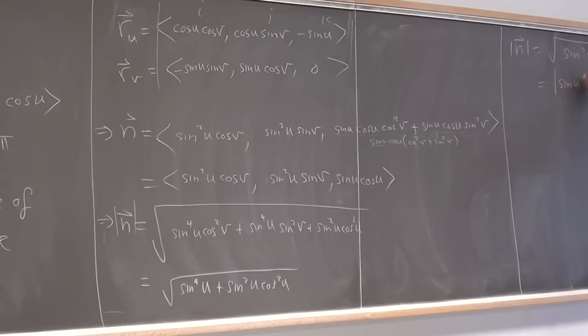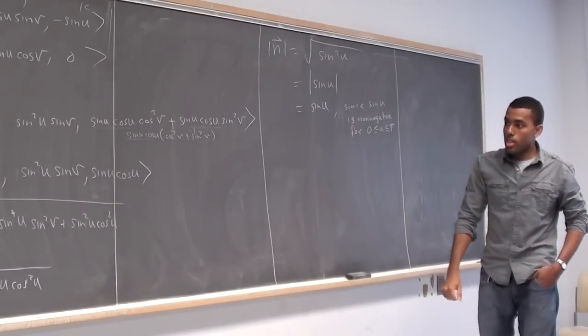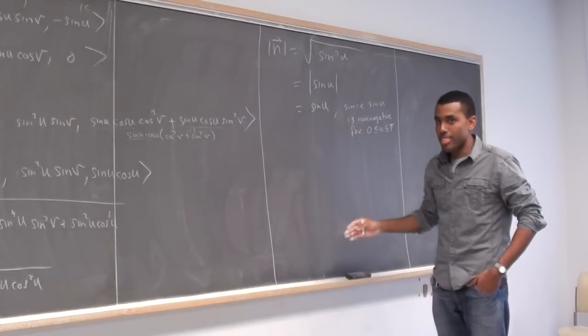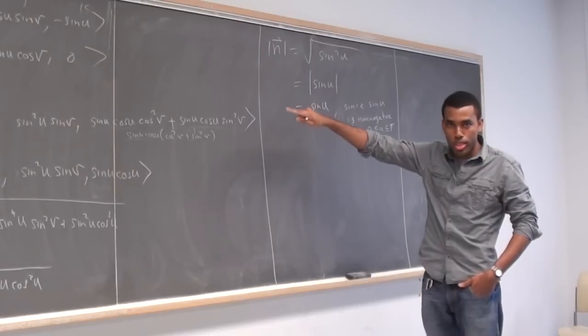Technically it's the absolute value of sine u. True. But this is equal to sine u since sine u is non-negative for u between 0 and pi. So your sine is positive there, so the absolute value doesn't make a difference. So this huge thing here is really just sine u, right? And you're going to have things like this in your final, which is why knowing trig identities is important.